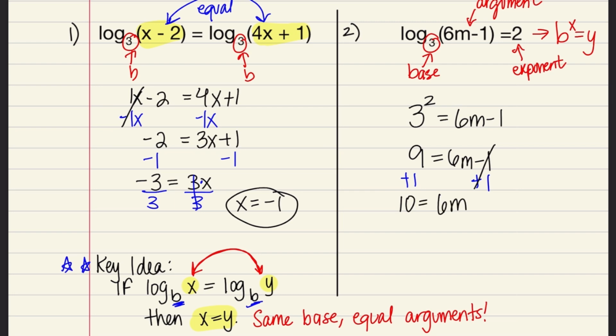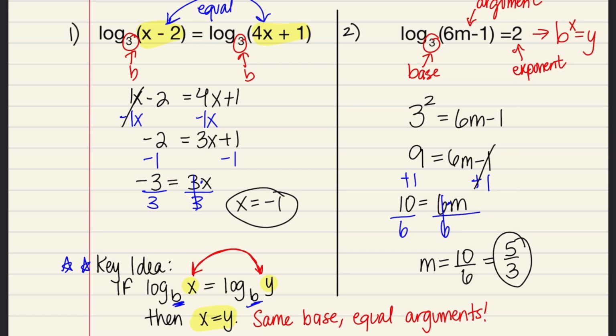6m is multiplication happening. The opposite of multiplication is division. Divide by 6 on both sides. This cancels out. So after canceling the 6 and isolating m as a variable, it's now alone, and I know that it equals 10 divided by 6, or simplified, that is also 5/3.